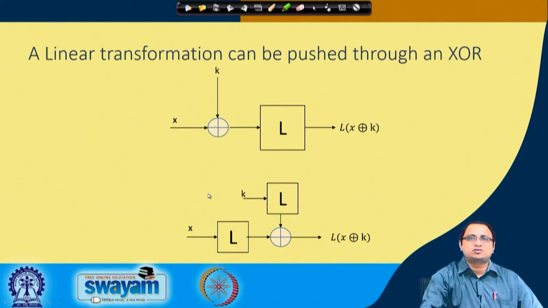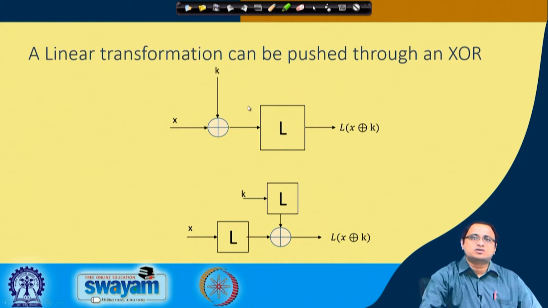I will try to explain this by this illustration. Suppose you have a simple linear transformation, which you can think of as your mixed column operation. Mixed column is a linear transformation. Therefore, I denote that by a matrix L. The previous operation, say the add round key which you have done prior to that, is denoted here as XOR. So, you are doing X XOR with K and then you are applying this L mapping to get L of X XOR K.